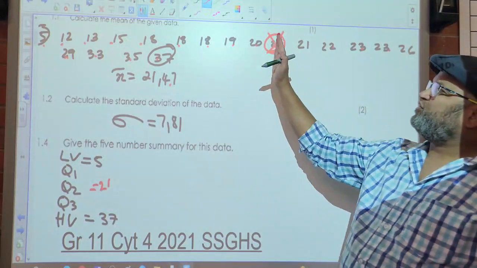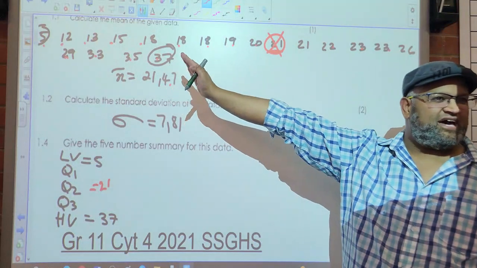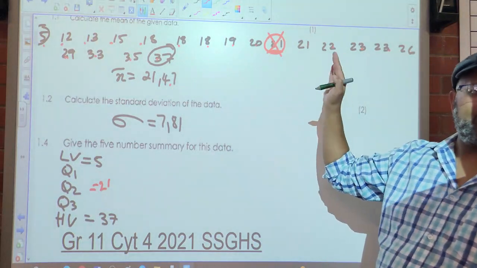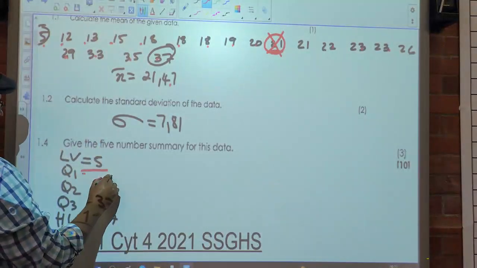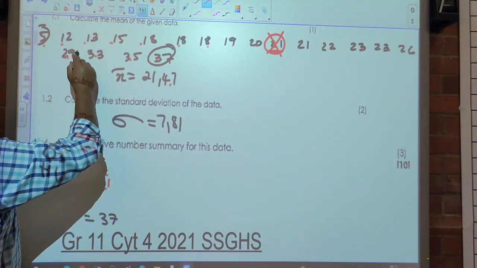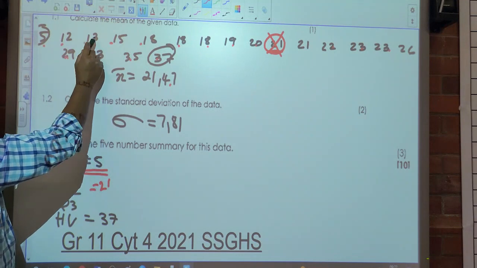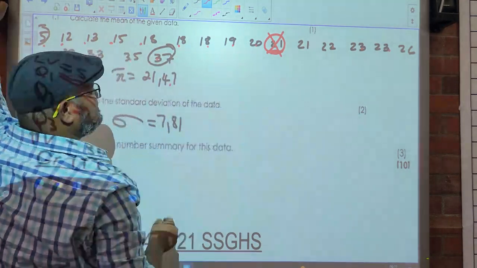The one number would form part of the bottom set, and the other number would form part of the top set. So quartile 1 is the median of your lower set of data. Okay. So here's 9 values here. 1, 2, 3, 4, 5, 6, 7, 8, 9. 9 divided by 2?